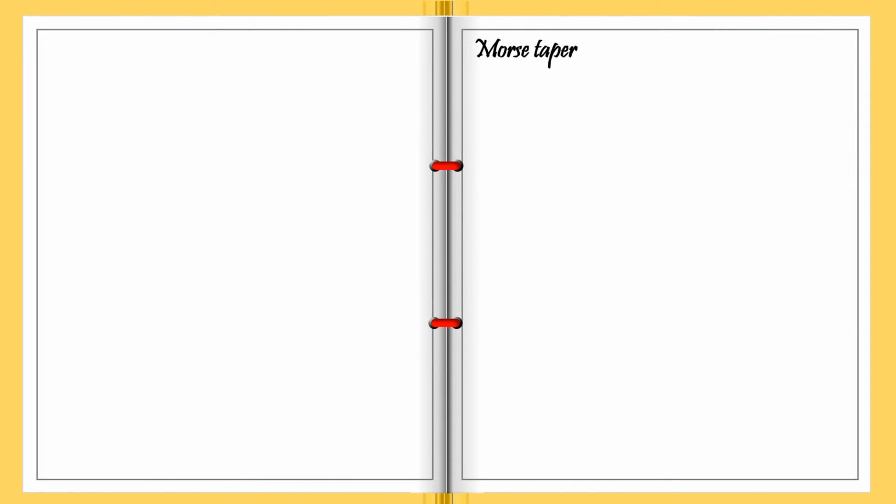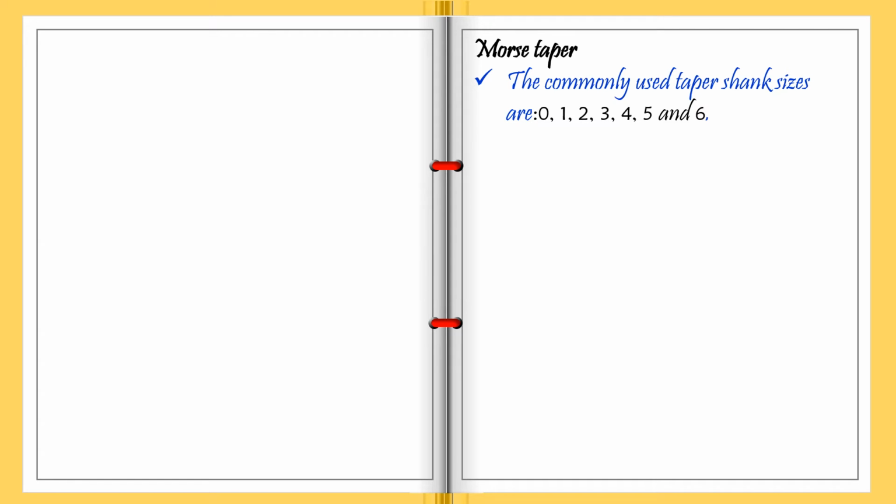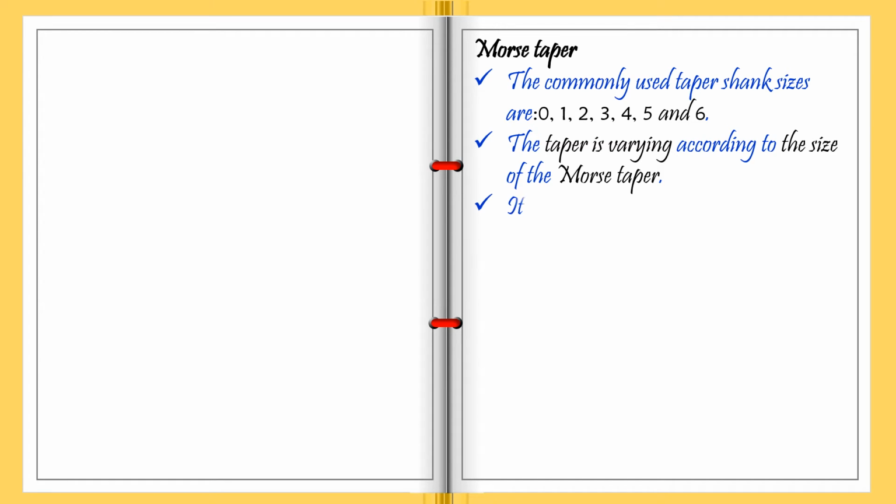Let's see about Morse taper. The commonly used taper shank sizes are 0, 1, 2, 3, 4, 5 and 6. The taper varies according to the size of the Morse taper. It varies from 1:19.002 to 1:20.047.